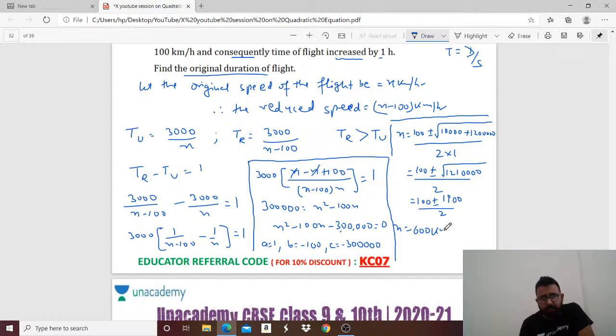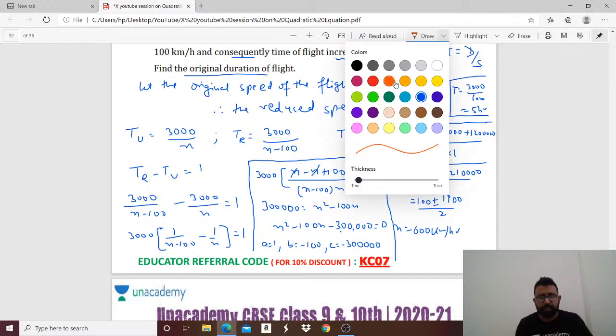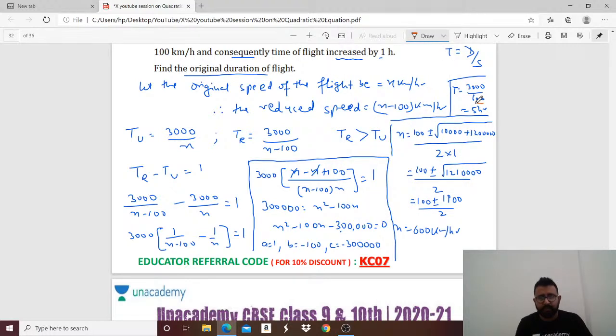So speed of the flight is x kilometer per hour. But remember, this is not the answer. X is not the answer. Why is this not the answer? Because the original duration of the flight, the time taken, will be 3000 divided by the speed, which is 600. So originally the time taken was 5 hours. So this is the final right answer: 5 hours.